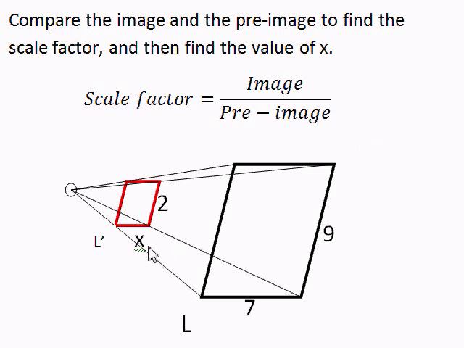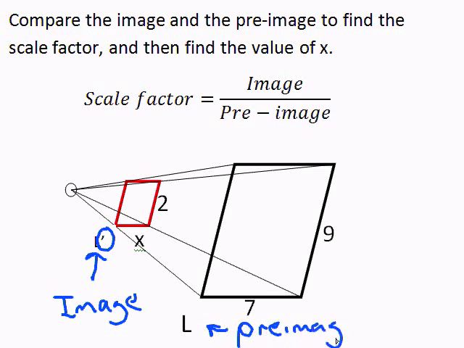So for this one, our image was the L prime. Again, the way we know that is because of that little prime symbol right here, which means that in the black we have our pre-image. So let's pick two sides we know. Now we don't know the x, so we can't compare it to the 7, but we do know the 2 and 9. So our scale factor is 2, the length of an image side, over 9, the length of a pre-image side. That's our scale factor.